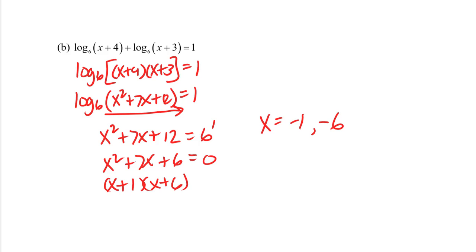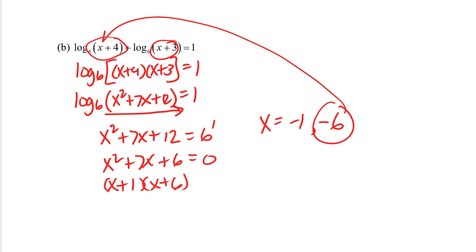So when I plug negative 1 into x plus 4, negative 1 plus 4 is 3, which is positive. And if I plug negative 1 into x plus 3, I get negative 1 plus 3, which is also positive. So x equals negative 1 is a solution. But if I plug in a negative 6 here, negative 6 plus 4 is a negative number, and that is outside of the domain. So negative 6 is not a solution, so our only solution here is x equals negative 1.